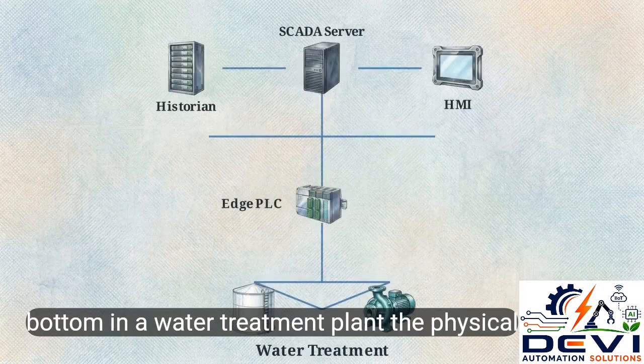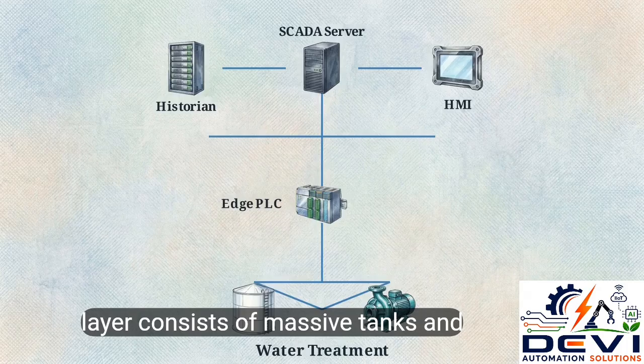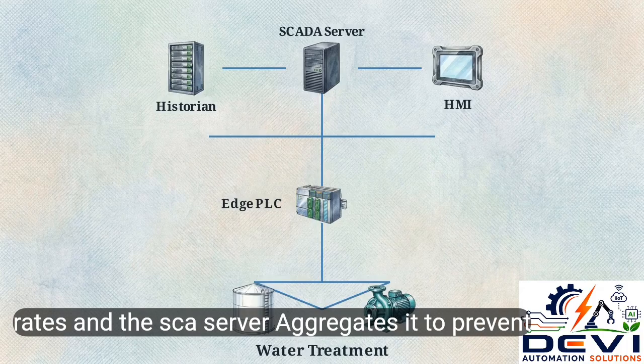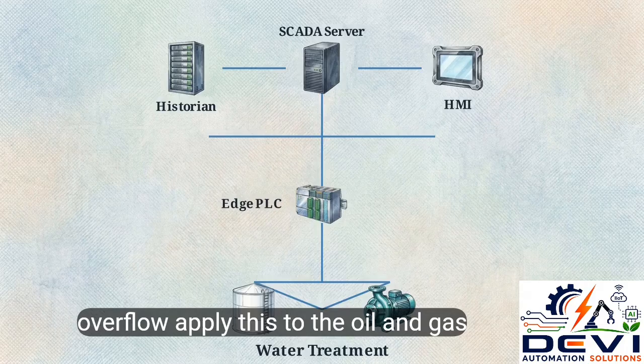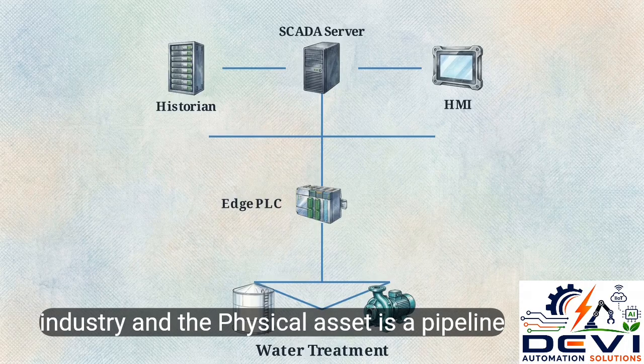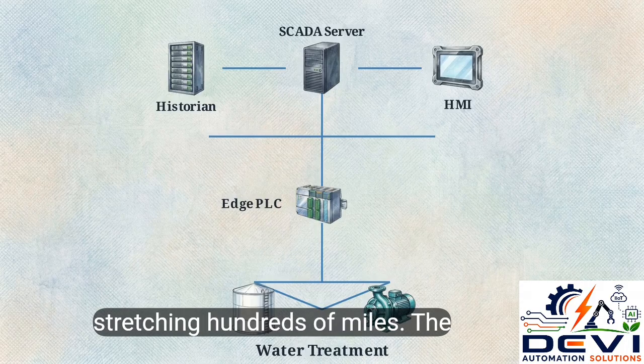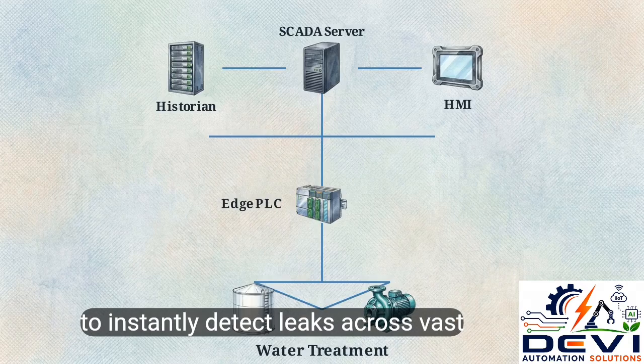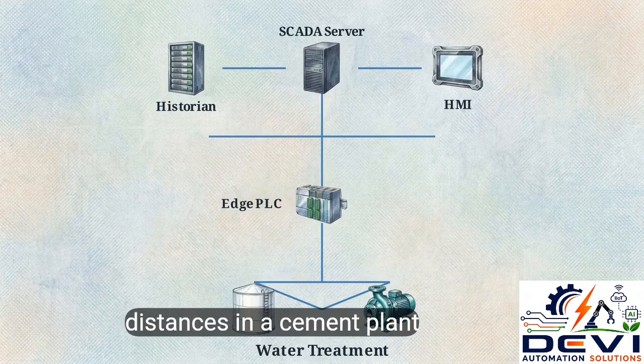In a water treatment plant, the physical layer consists of massive tanks and pumps. The edge layer calculates flow rates, and the SCADA server aggregates it to prevent overflow. Apply this to the oil and gas industry, and the physical asset is a pipeline stretching hundreds of miles. The telemetry network tracks pressure differentials to instantly detect leaks across vast distances.